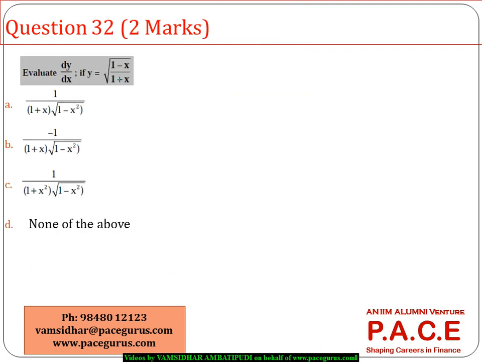Evaluate dy by dx if y is equal to this. So you can quickly work it out. Either we can directly do dy by dx equal to something like this, right? Okay, let's try it out.